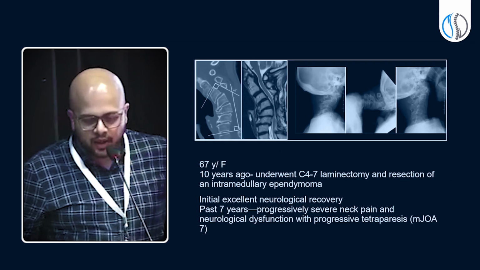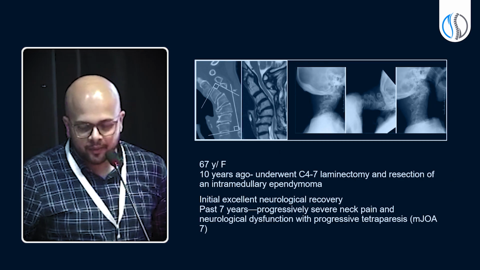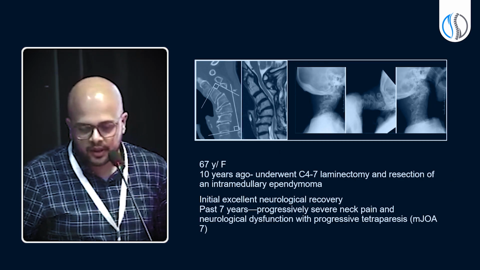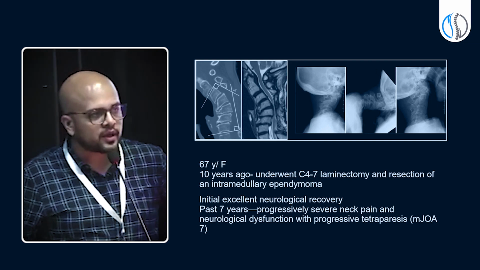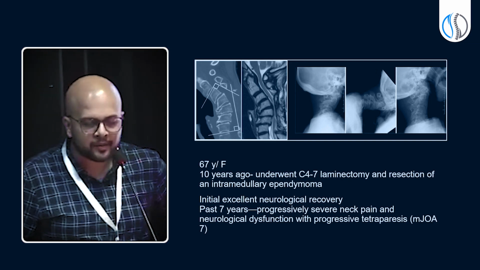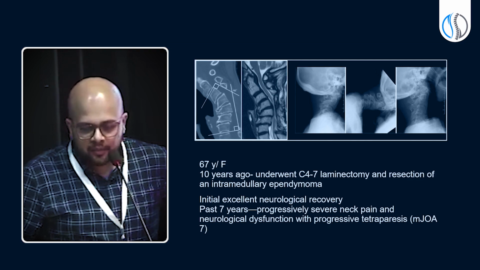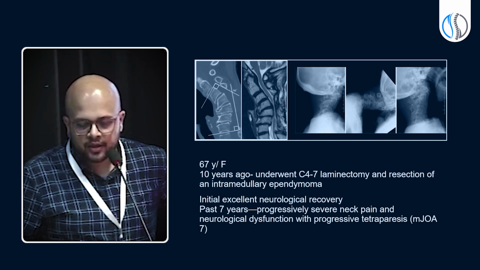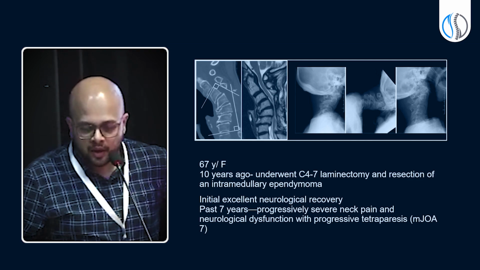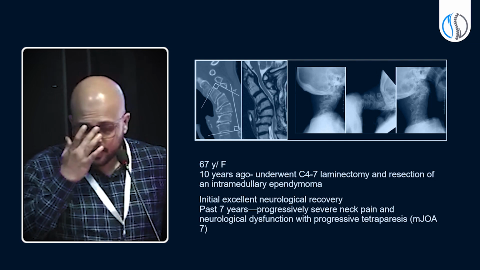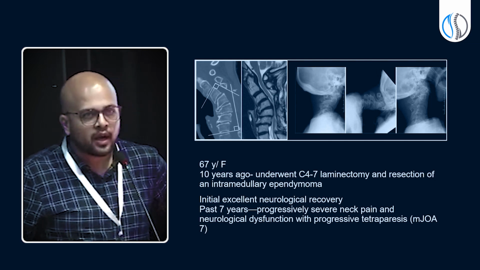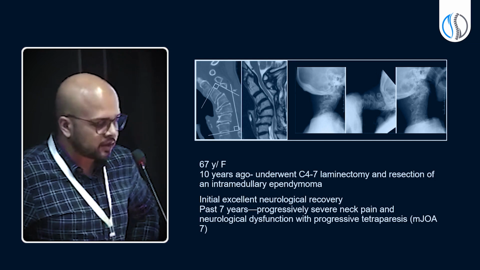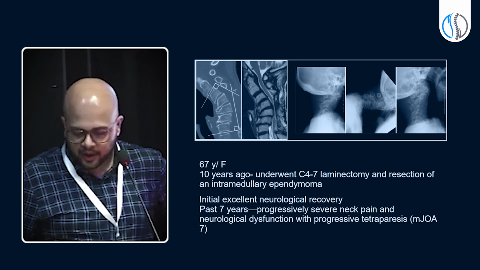So I'll start off with a case. This was a 67-year-old lady who underwent a C4 to 7 laminectomy with resection of an intramedullary ependymoma. As you can see, she has now presented to us. Her initial neuro recovery was very good, but over the last 7 years, she has had progressively severe neck pain and has now presented with tetraparesis. Her JOA score at presentation is 7.